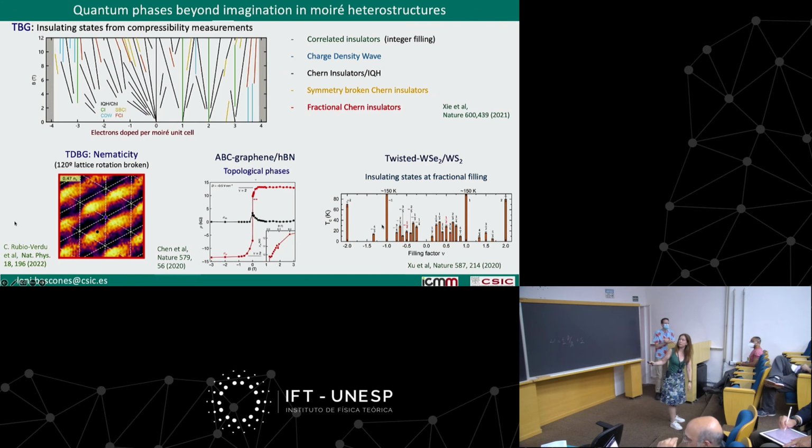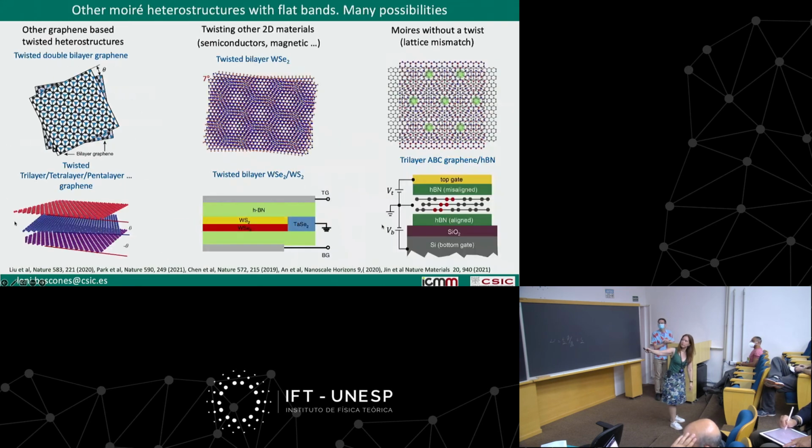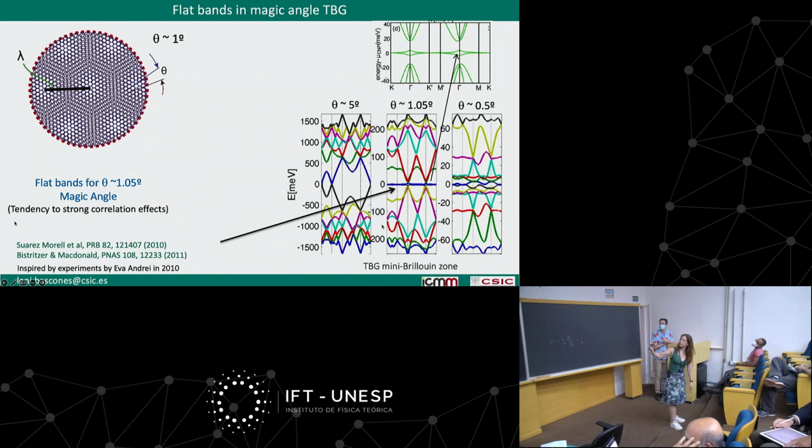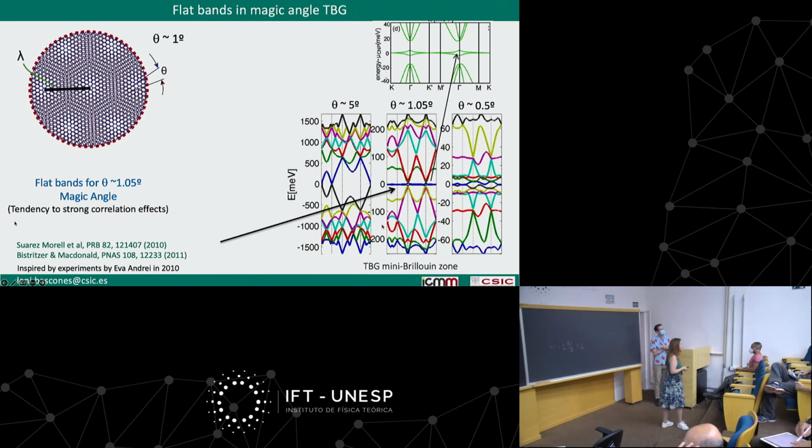In the original calculations, there was no gap here. This one, in fact, is much more recent, and it has been seen to be associated to the fact that you really relax the system, the twisted bilayer graphene.